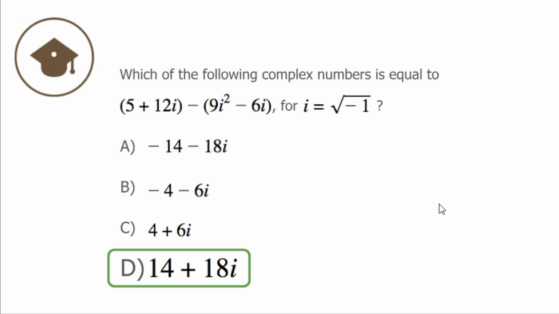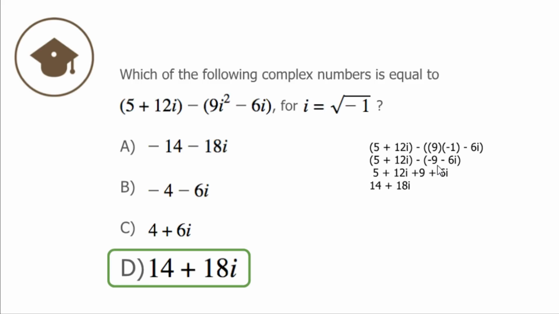Now, really quickly, we'll talk about how you could get that. The way to get this one is to recognize that when we have i squared, we're going to have the square root of -1 squared, which gives us -1. So when we plug in -1 for i squared, we end up with 9 times -1 for 9i squared, which is really -9.